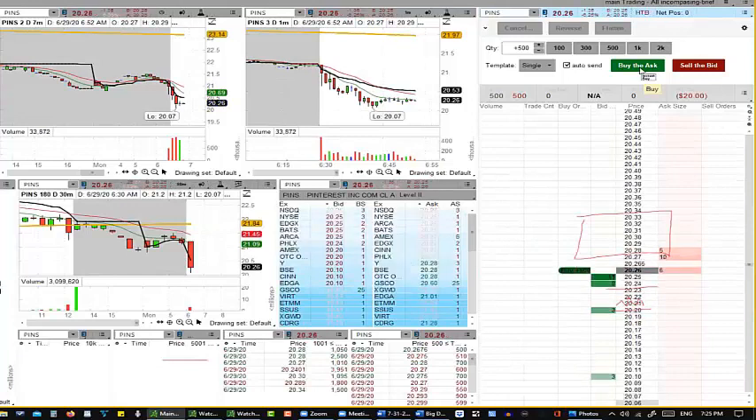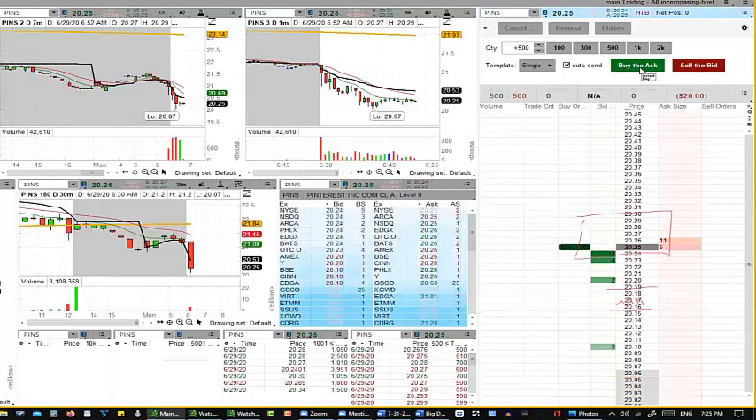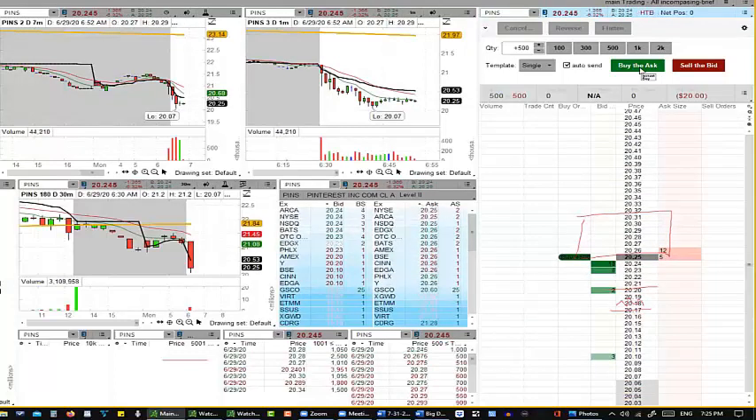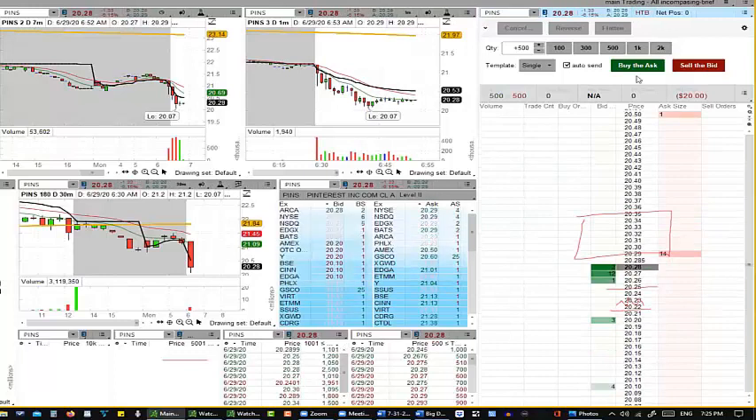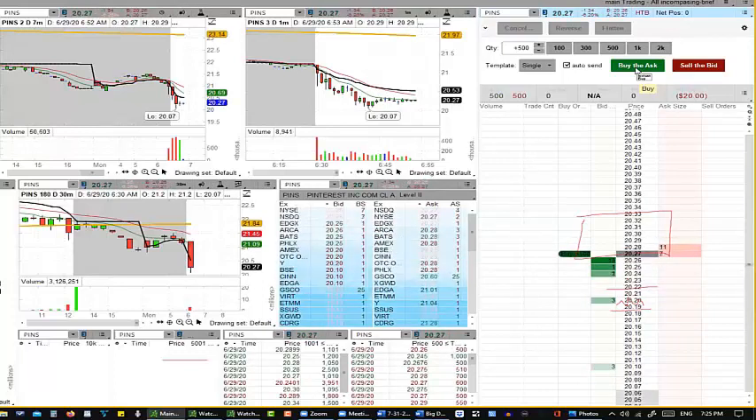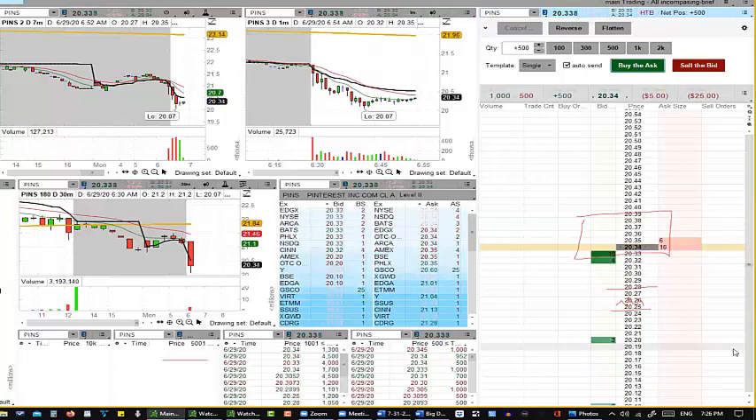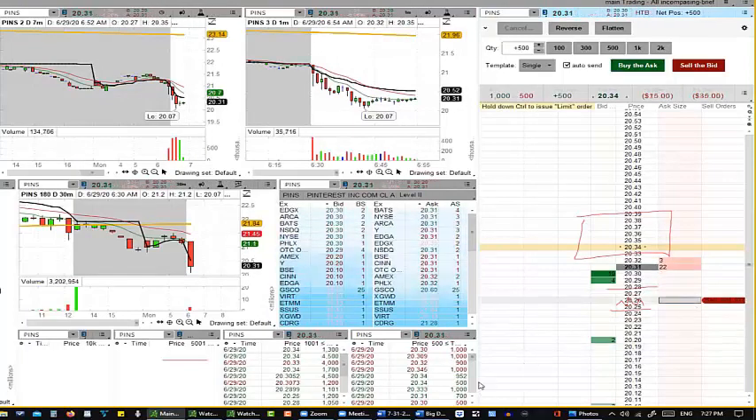I can buy ask at 35. Or if I'm going to go short, I can sell the bid below that area. I just want to see what it does above 33. We'll put a stop there, and let's see if it takes me out.